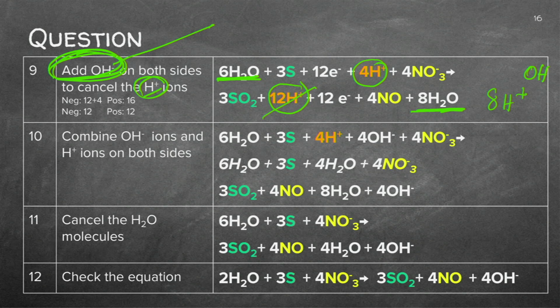So let's see how we do it. I've got the 6 water, the 3 sulfur, the 4 hydrogen ions with 4 of the hydroxide. That's going to combine, guys. What will it form? Can you see here? It will form 4 waters. I've got the 4 nitrate ions there, and I don't have any hydrogens left. Why do I have the 4 there? Because I actually balanced it with the water. Can you see there? The hydroxide.